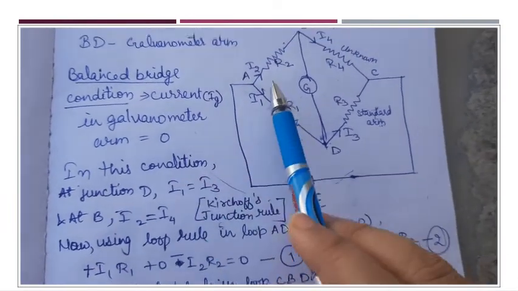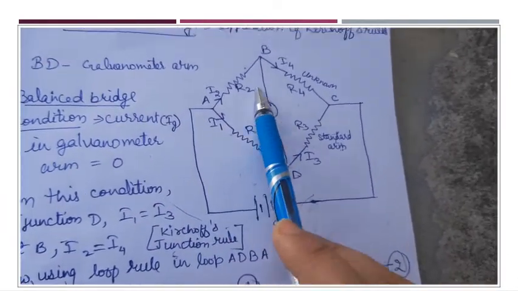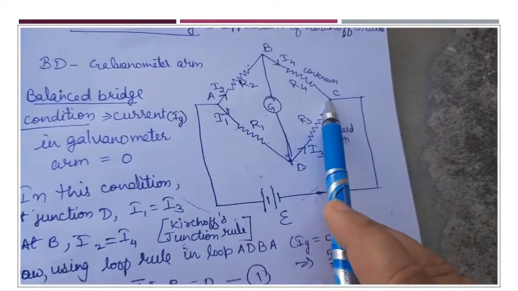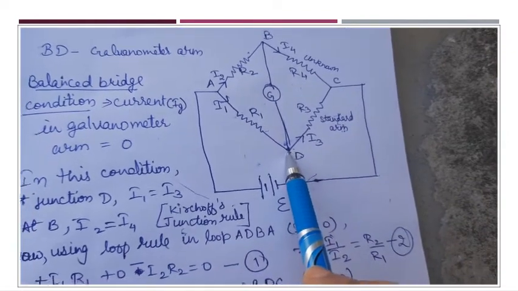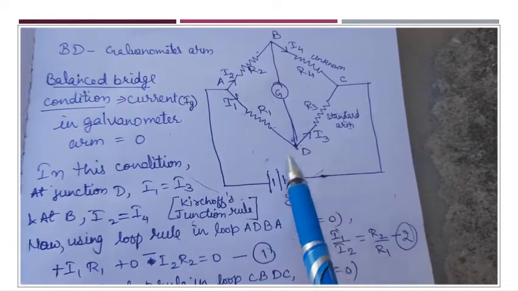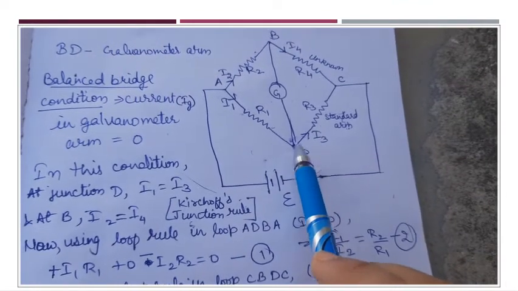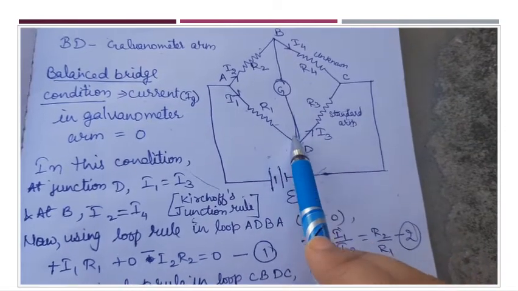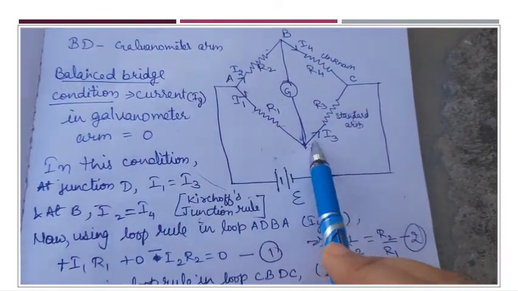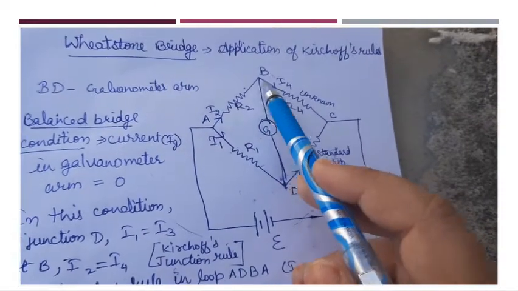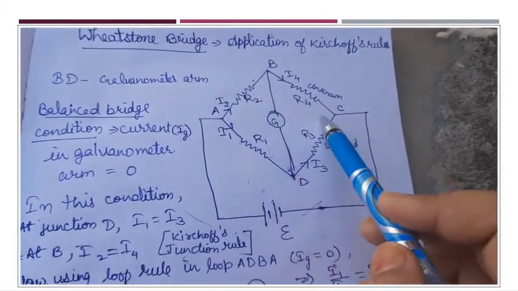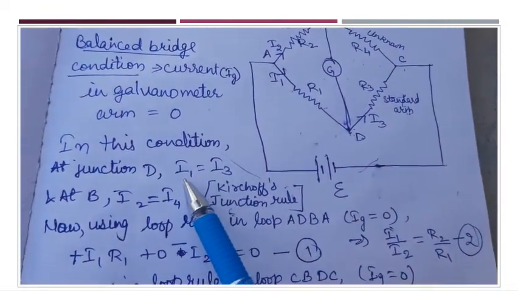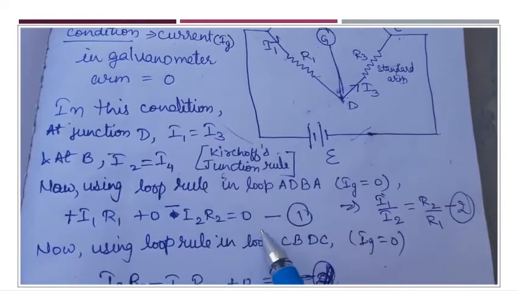And obviously in this condition, the current in this particular arm is 0. Then if we apply Kirchhoff's junction rule to junction D, the current entering the junction is equal to that leaving the junction. This arm does not have any current, so I1 is equal to I3. Similarly for junction B, current entering the junction is equal to that leaving the junction, so I2 is equal to I4. So according to Kirchhoff's junction rule, we get these two relations.